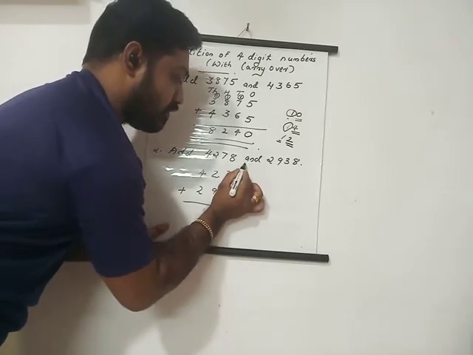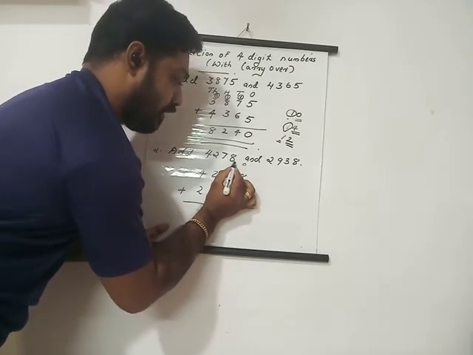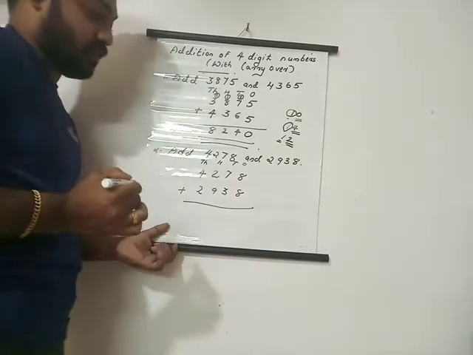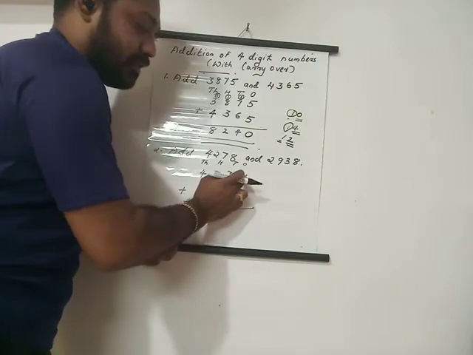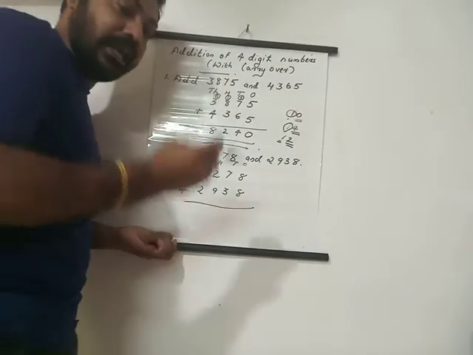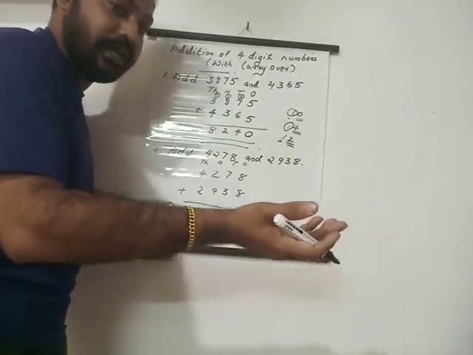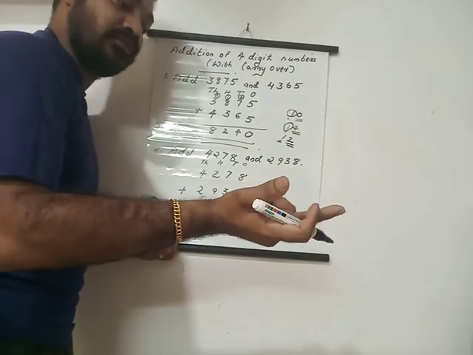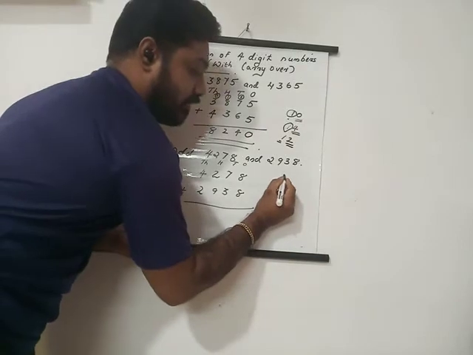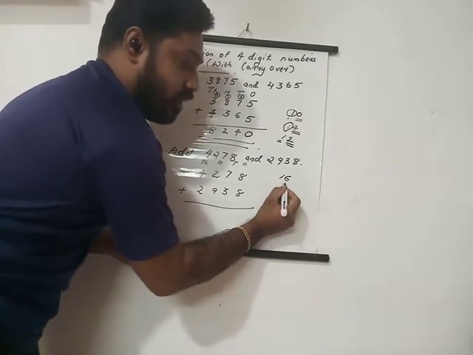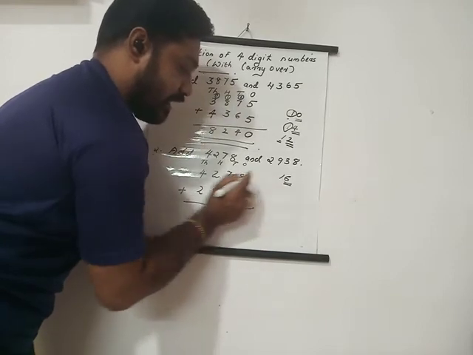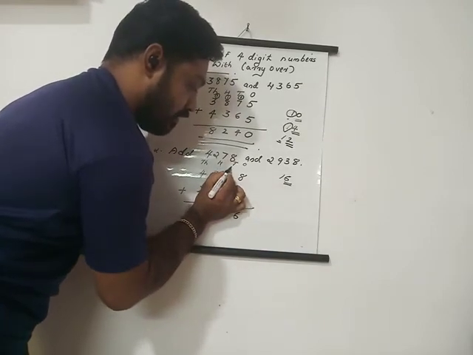So this is ones, tens, hundreds, and this is thousands. What is 8 plus 8? After 8 we count 8 more: 9, 10, 11, 12, 13, 14, 15, 16. You are getting 16, that means 1 and 6. What is the rule? We write the ones place number, 6, here, and 1 is the carryover, so 1 will come here.